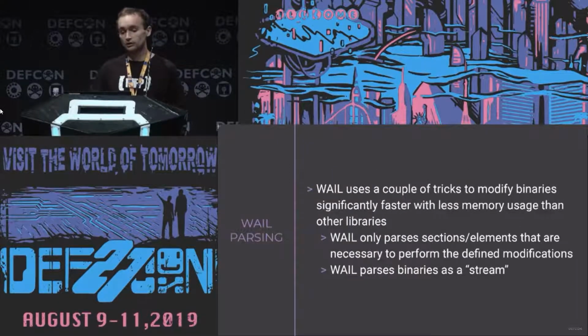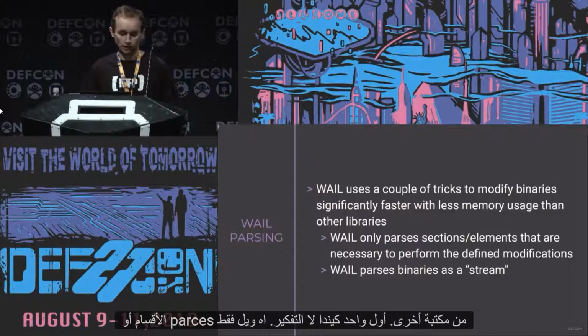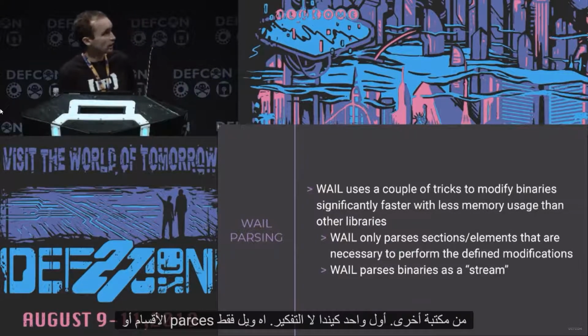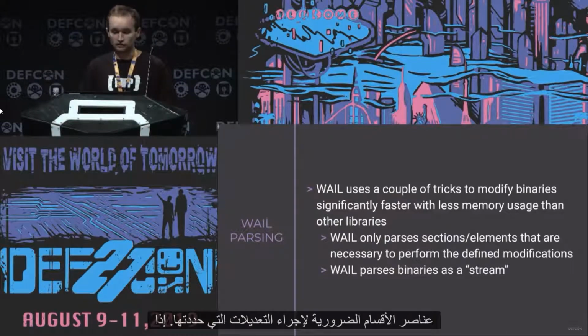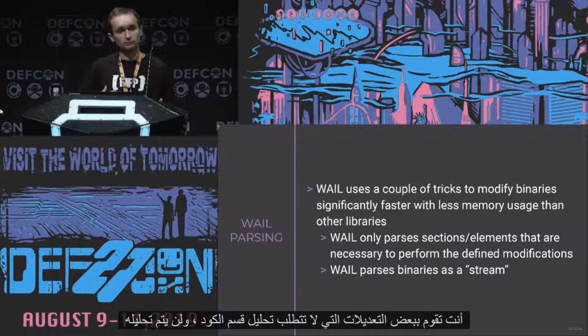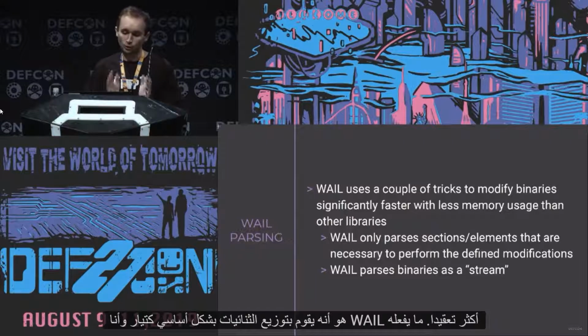WAIL actually uses a couple of tricks to modify binaries quite a bit faster and with a lot less memory usage than other libraries. The first one's kind of a no-brainer. WAIL only parses the sections or elements of sections that are necessary to perform the modifications you defined. If you're doing some modification that doesn't require parsing the code section, it's not going to parse it. It just skips it, and that saves a ton of time right off the bat. The second part is a little bit more complicated. What WAIL does is it parses binaries basically as a stream.